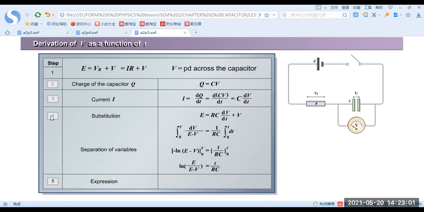Substitute the equation. Finally, we get that V is equal to EMF times (1 minus e to the negative t over RC). That means the expression for the potential difference across the capacitor is equal to the EMF of the battery, the charging source, times (1 minus e to the negative t over RC).